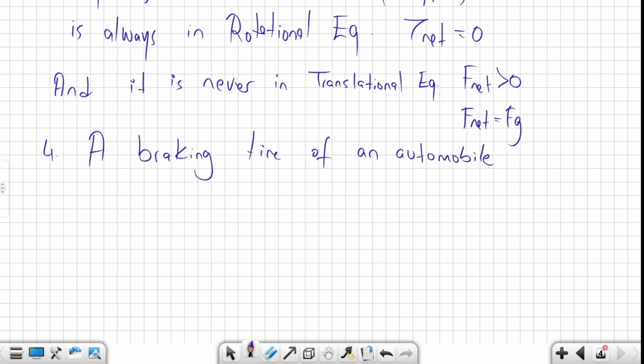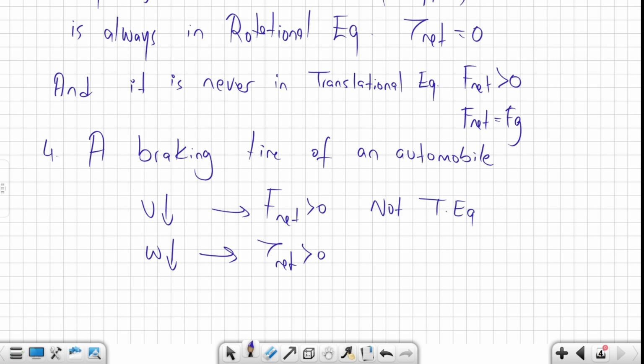The fourth example is a braking tire of an automobile. When you are braking, the velocity will decrease. As a result, omega also decreases. And since velocity is decreasing, net force will be greater than zero. Since omega is decreasing, net torque will be greater than zero. So it is in none of the equilibriums. It is not in translational equilibrium. It is also not in rotational equilibrium. So it is none of them.